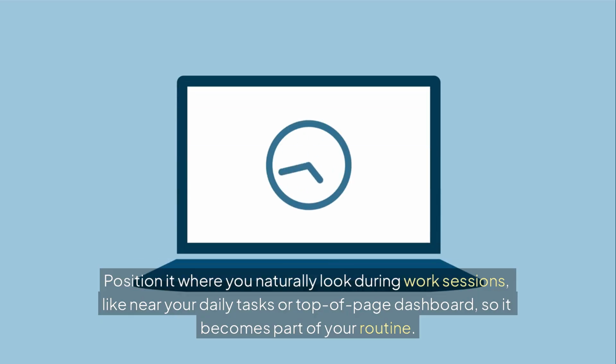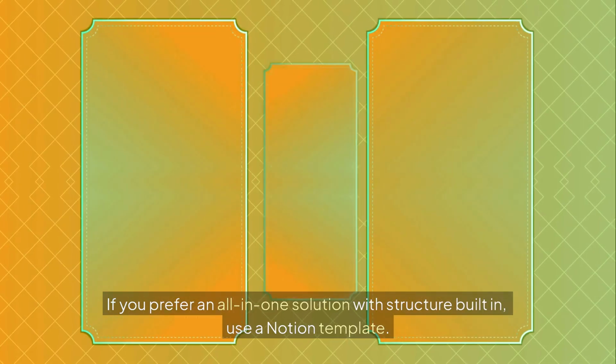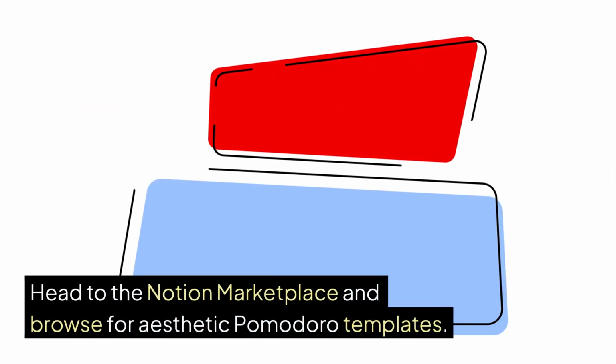Position it where you naturally look during work sessions, like near your daily tasks or top-of-page dashboard, so it becomes part of your routine. If you prefer an all-in-one solution with structure built in, use a Notion template. Head to the Notion marketplace and browse for aesthetic Pomodoro templates. A couple of popular examples include the Pomodoro Timer and Tracker template by GridFT and the Pomodoro Timer X Lo-Fi Girl template. Click a template that catches your eye to open its preview page.